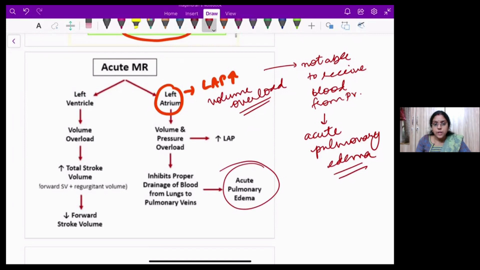The presentation of acute MR is acute pulmonary edema. In chronic MR, the patient sometimes will not present to you. He might be asymptomatic. When he presents, he will have dyspnea and might have palpitations. But in acute MR, it is very, very important: you remember acute pulmonary edema. The patient will have acute pulmonary edema in acute mitral regurgitation.